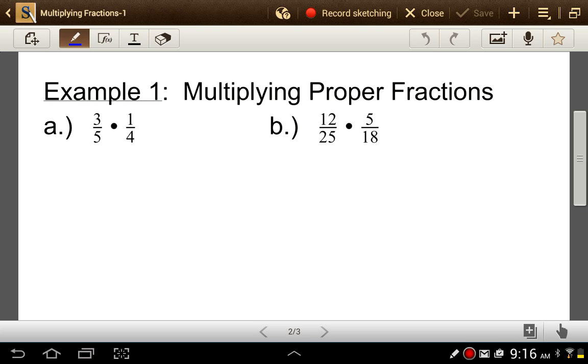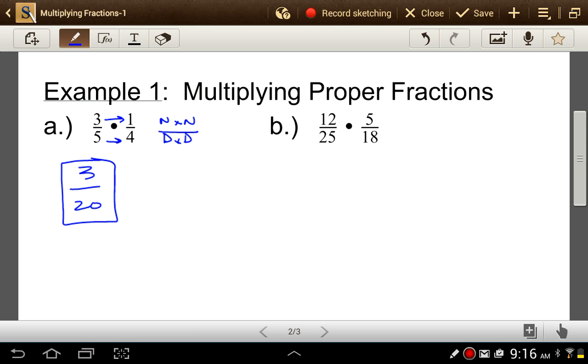Okay, so all I'm going to do for A is multiply 3 times 1. Okay, and that's 3. 5 times 4 is 20. I look to see if I can simplify. Nothing goes into 3 and 20 besides 1, so that is it. So again, you're just doing numerator times numerator, denominator times denominator, and that's it. You do not have to find a common denominator like adding or subtracting. So it's a little quicker process sometimes.